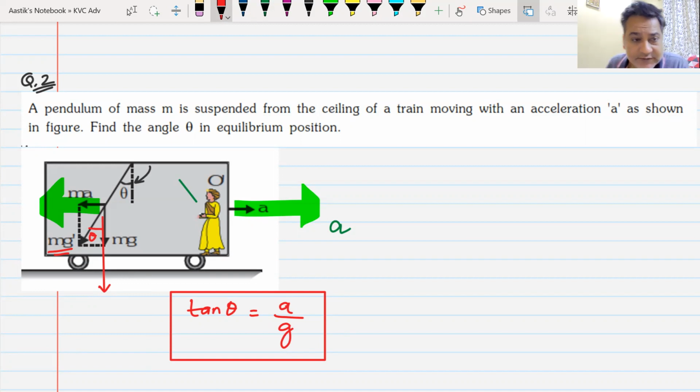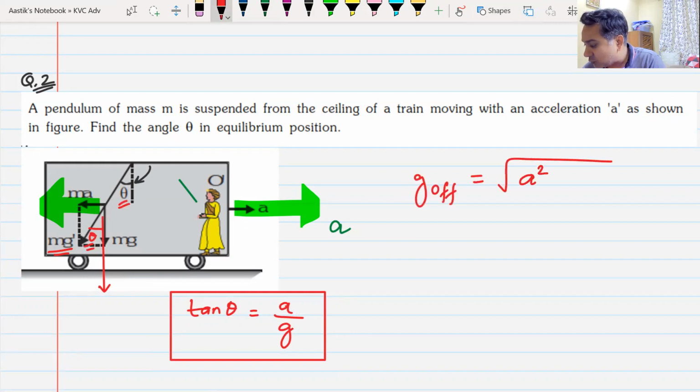Did we get how I did this? We understand this. The block is in equilibrium, so this angle and this angle are all equal. So tan theta becomes a by g. Then they might ask you the value of g effective. So just note down these points. They might ask you the value of effective g here. So the value of effective g here is the square root of a squared plus g squared. Do we understand this?